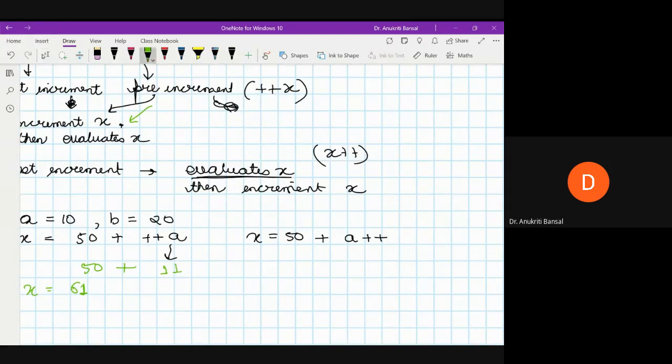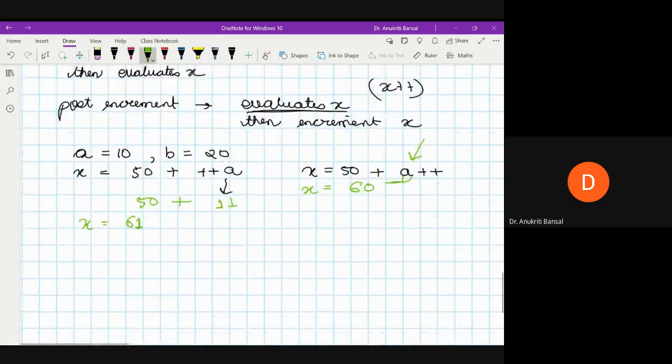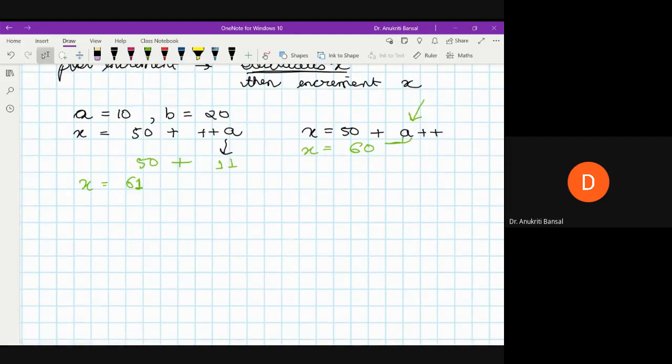Here in this case, it first evaluates the value of a and then it will increase its value by 1. Evaluates a means its value will be used as it is in the expression. So here the value of a is 10, 10 will be used in the expression, so 50 plus 10, x equals 60. After this its value will be increased. Let's understand it one more time.